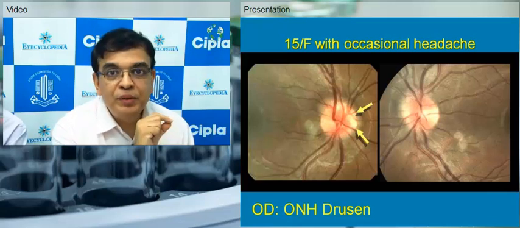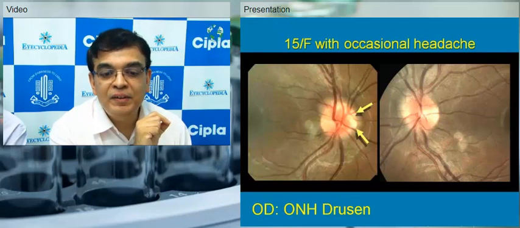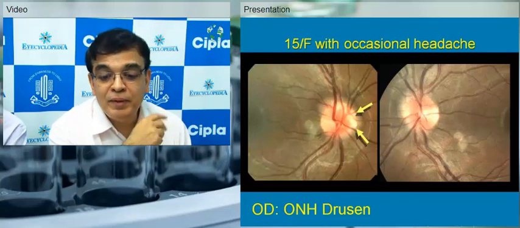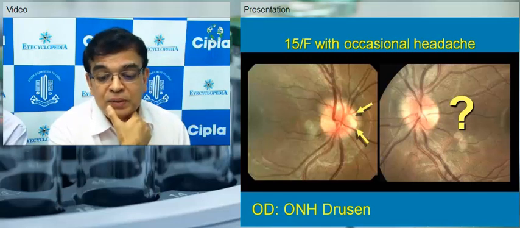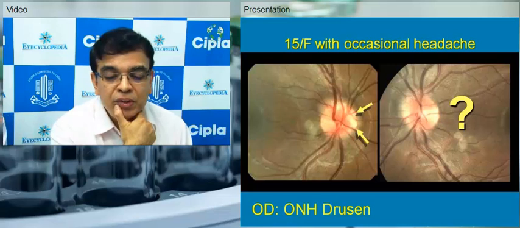But there is no rule that says that a patient with pseudodisc swelling or a drusen should not have papilledema. Maybe she still has papilledema on top of this. So the question is, what about this particular disc on the left side where there is really no visible drusen?